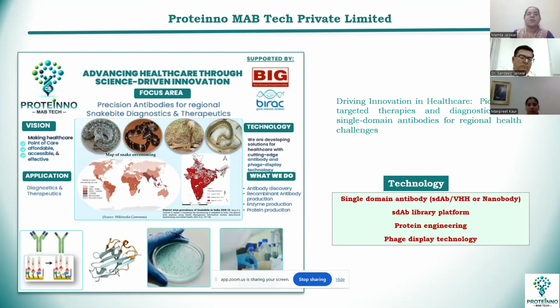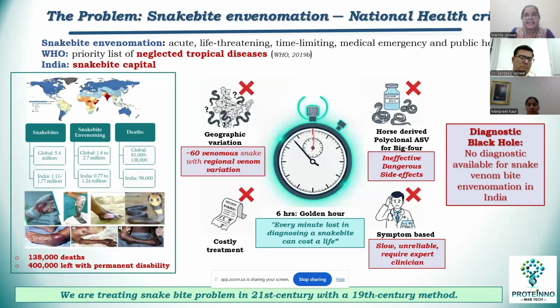The first focus of our company is snake envenomation. A snake bite envenomation is an acute, life-threatening, time-limited medical emergency. It is on the priority list of neglected tropical diseases, as declared by WHO. And you will be amazed to see that India is known as the snake bite capital. Around 81,000 deaths happen globally, and more than 50% of them are in India.